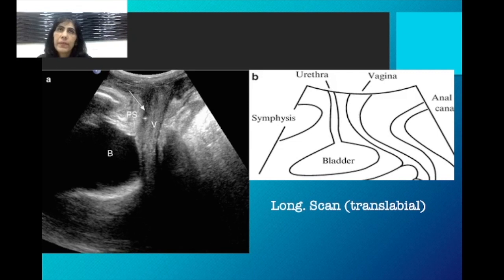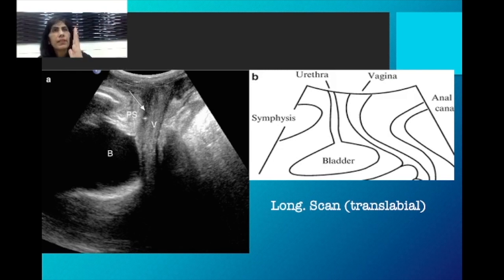Picture-wise, all of them will look anechoic, cystic, and if infected, then hypoechoic, right? Now, this is a picture showing you the relationships between bladder, vagina, urethra, and pubic symphysis on a translabial scan. How are you going to keep the probe? The probe has been kept longitudinally.